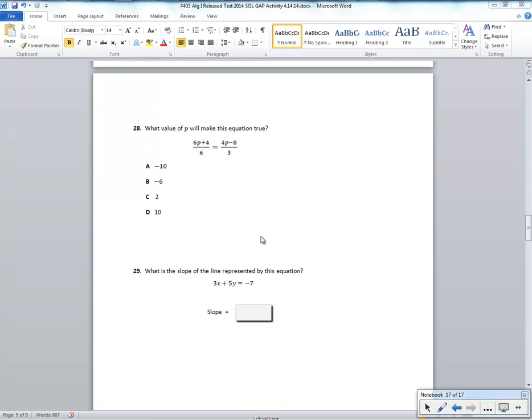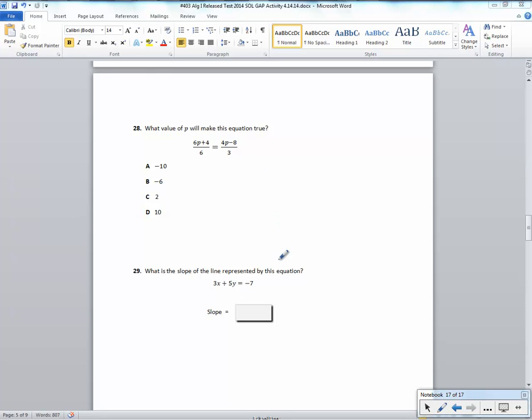The next one, what you want to do is plug and chug. Take this value, plug it in. If that doesn't work, take the next value and plug it in for p in both locations. Keep on going until you get the left and right sides to be equal.